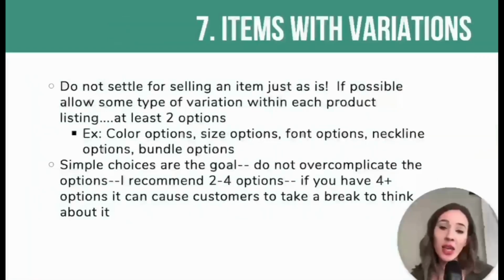Now, the seventh item that I want to make sure you have in your shop are items with variations. So do not settle for selling an item just as is. If possible, allow for at least some type of variation within each product listing. So I would say at least 2 options. So let's say you make jewelry, have a long version of the necklace and a shorter version. Let's say you make scarves, have a blue one and a red one.